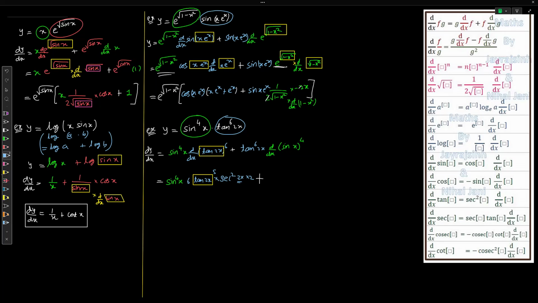Plus tan 2x raised to 6 will be as it is. Yes, this time the box is around sin x. So we will get 4 into box raised to 4 minus 1, that is 3. Now within the box we have sin x. So multiply its differentiation, which is cos x. Ta-da! This is your answer. Come on, quickly write it down.